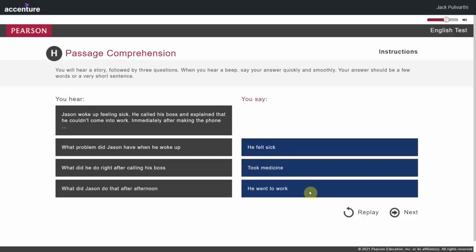For example, a voice says, Jason woke up feeling sick. He called his boss and explained that he couldn't come in to work. Immediately after making the phone call, When you hear, What problem did Jason have when he woke up? You say, He felt sick. When you hear, What did he do right after calling his boss? You say, Took medicine. When you hear, What did Jason do that afternoon? You say, He went to work.